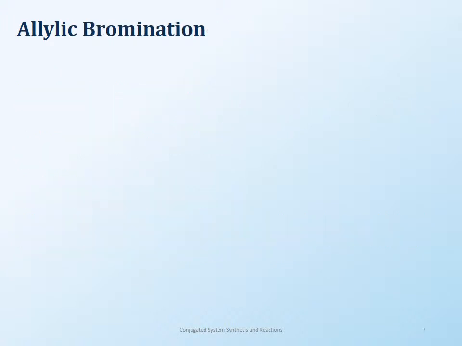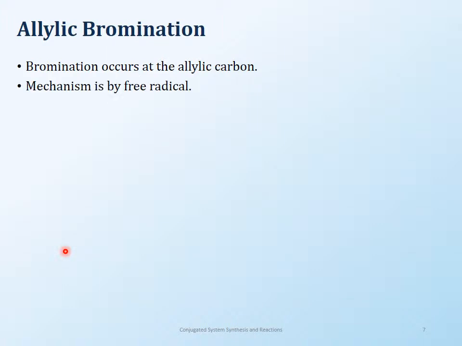Just to review a little bit about the allylic bromination, you've done this before, but as we just said, bromination occurs at the allylic carbon, and the mechanism is by free radical. I'm going through this again. You've done this in organic 1 most likely, but we should talk about it again because we'll be doing a lot more synthesis in this course, and you need to know how to manipulate molecules.